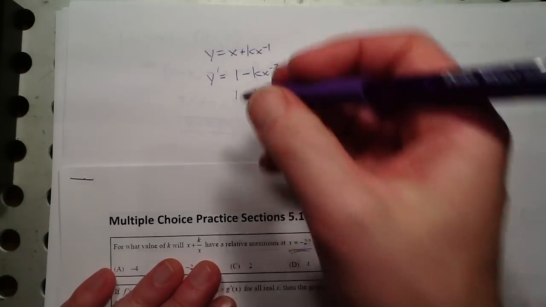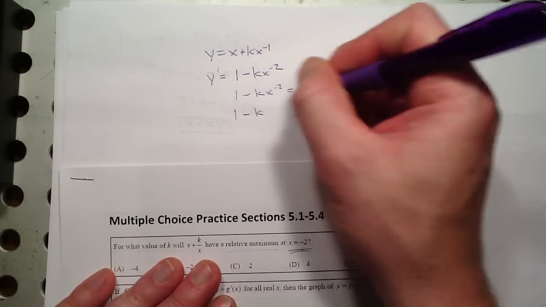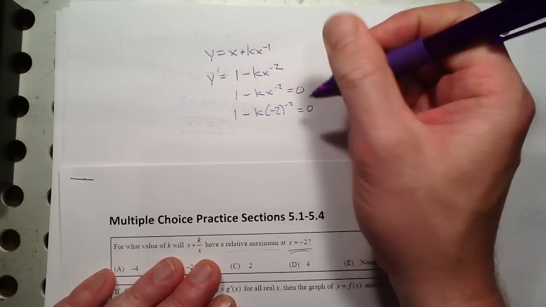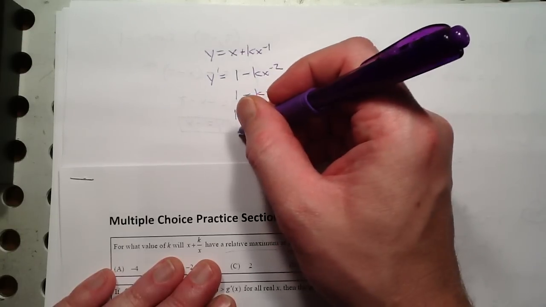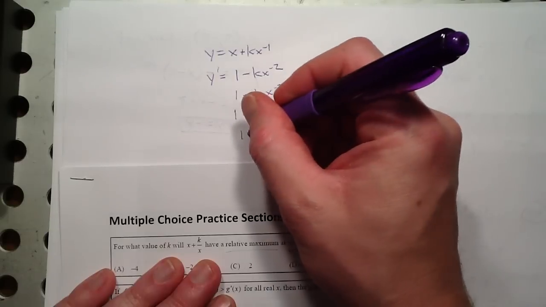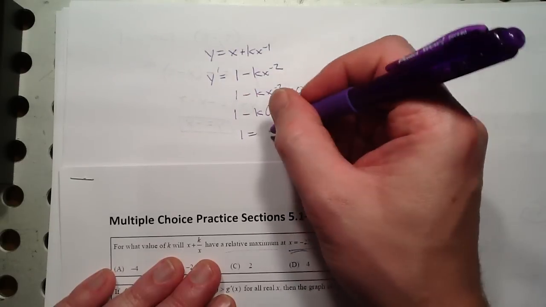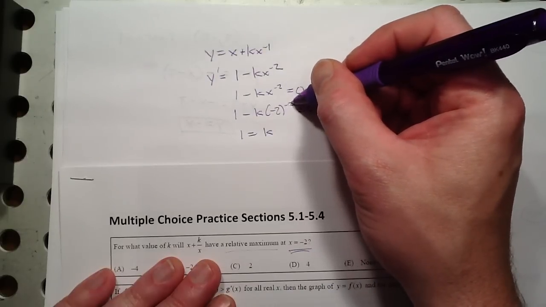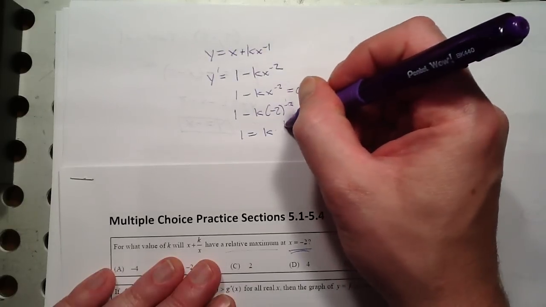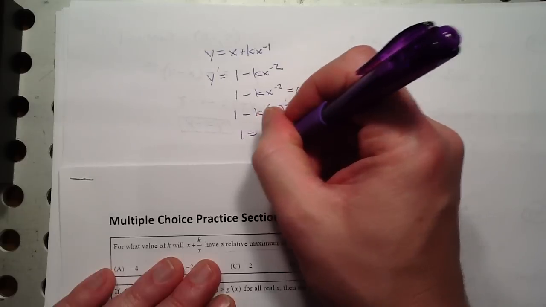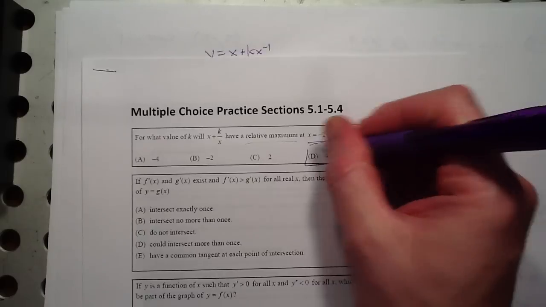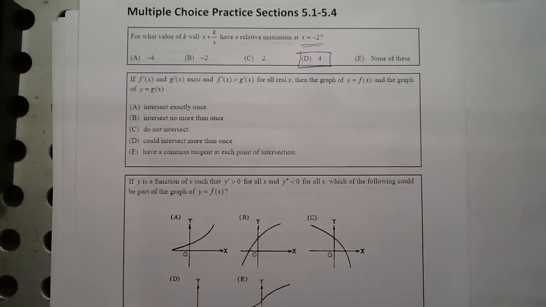I'm going to go ahead and plug that in. So 1 minus k times -2 to the -2 equals 0. How are we going to deal with that? 1 equals, I'll add this to the other side, k times, and -2 squared is 4. The negative would flip it over, it'd be times 1/4. So k is equal to 4. That'd be D.